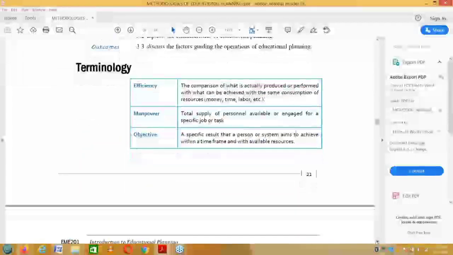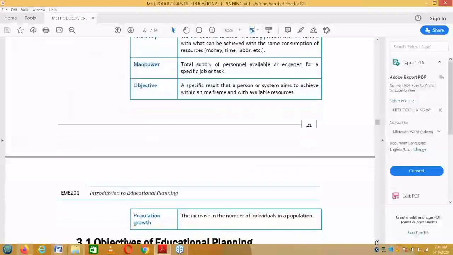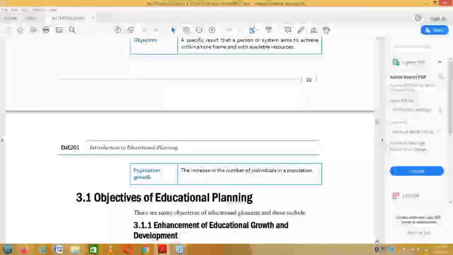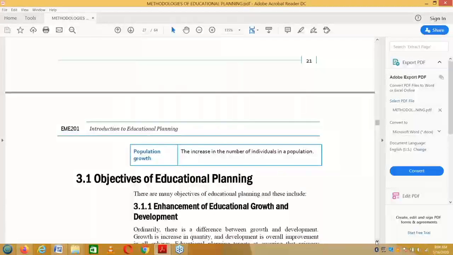All these are terminologies, factors affecting educational planning in general. We have also growth, which is the increase in the numbers of individuals in a population, can foster a plan, can bring about planning in order to expand, to be able to accommodate the level of expansion. And also the present situation of Nigeria calls for another form of planning entirely in order to cope with the pandemic and everything that is going on within the country.